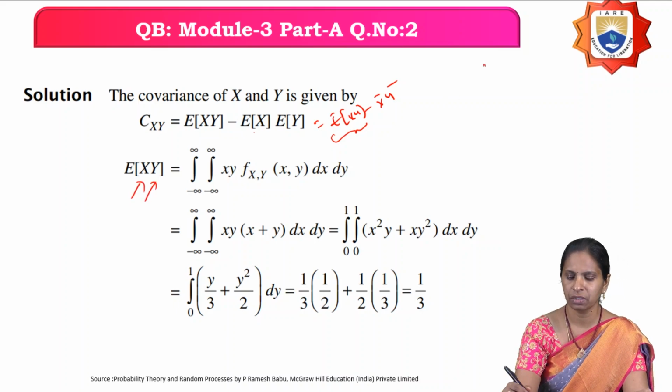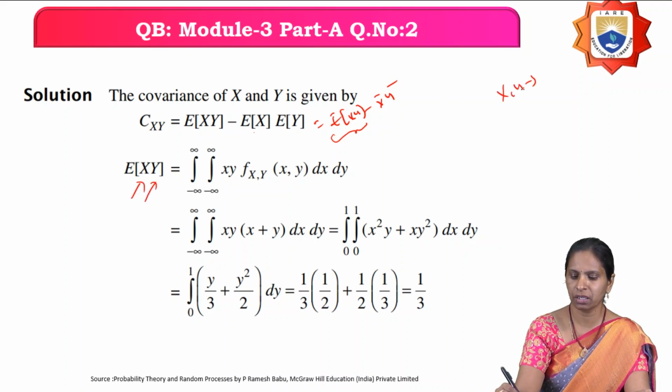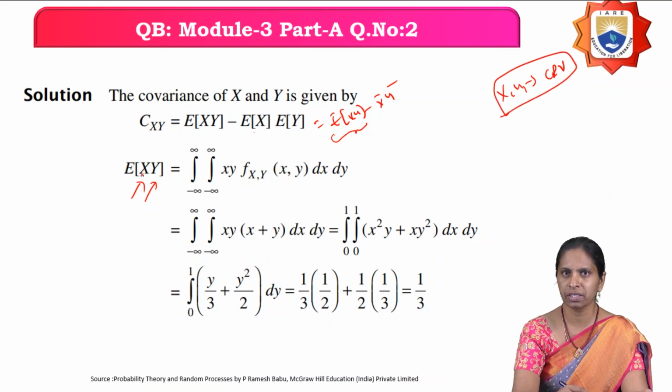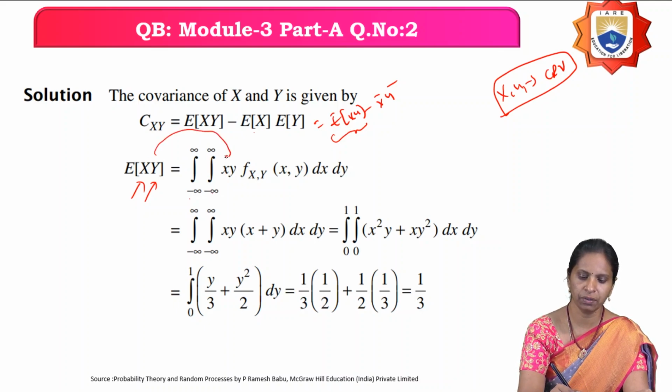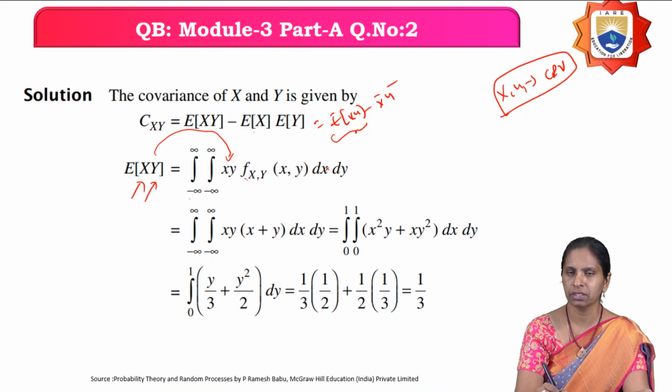Two random variables. And what type of the two random variables? They are continuous random variables. So for continuous random variables, what is the expectation of xy? That is nothing but the integration from minus infinity to infinity, and here xy is there. Expectation of xy is xy into the joint density function of the two random variables x and y, that is f_xy(x, y) dx dy.